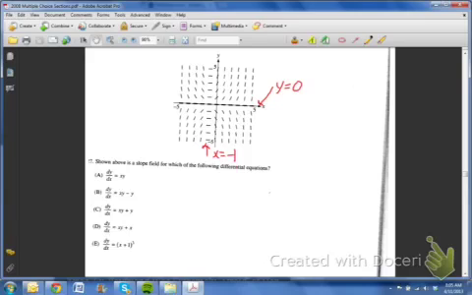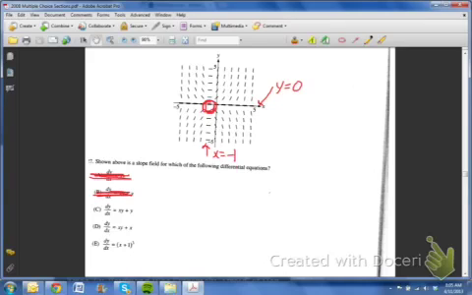If I plug in -1 for x and -1 for y, I'm looking at this point right here. Oops, turn the pen on. Right here, where the slope should be 0. And if I plug it in down here, I don't get 0, I get 1. So it's not this one. Same thing on this one. If I plug in the point -1, -1, -1 for x and -1 for y, I get 1 plus 1, which is 2, so it's not this one.